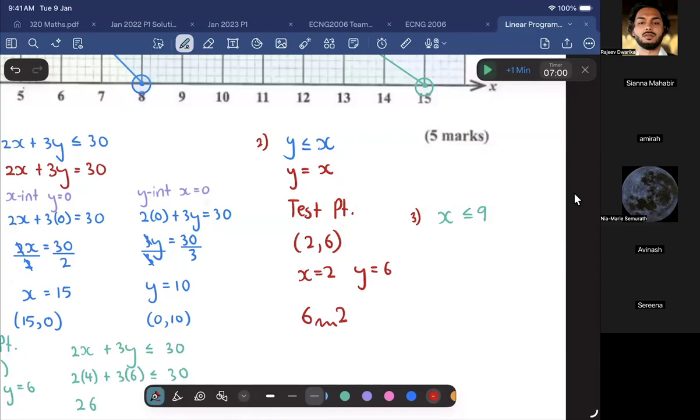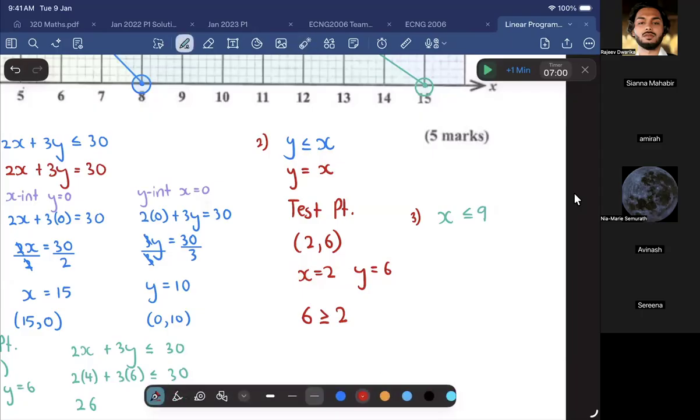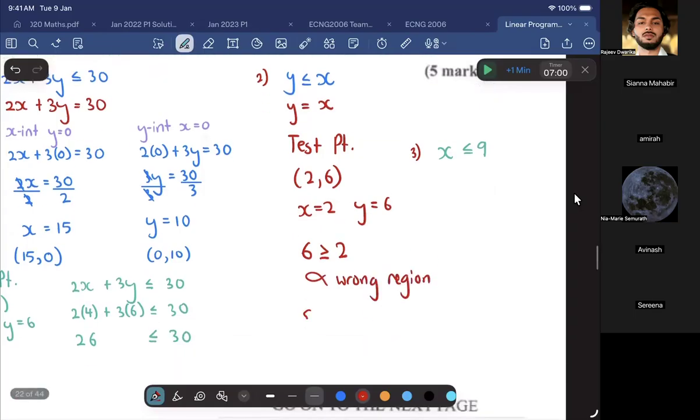6 is what than 2? More than. Very close. Did we want y to be more than or equal to x? No, we wanted y to be less than or equal to x. But from this point, if you notice, the y value is more than the x value. So I probably shouldn't pick this point. So this is the wrong region. So shade the other side.